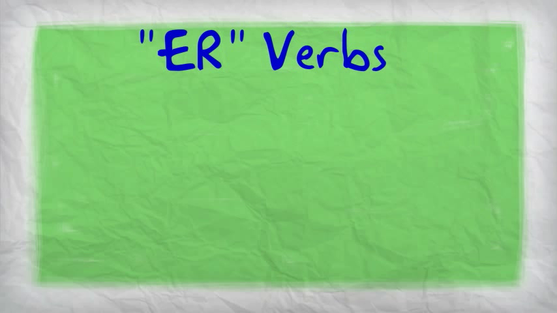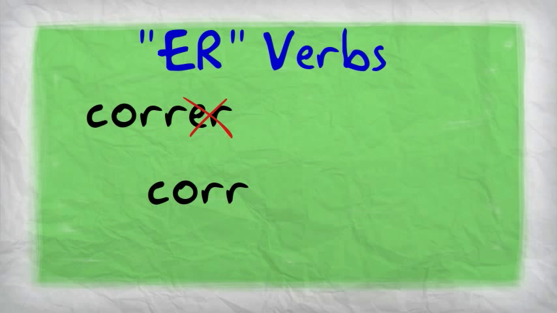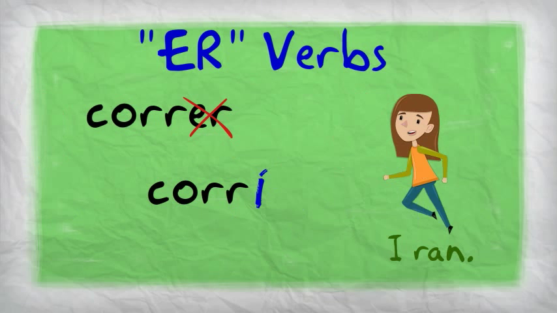The conjugation is different for ER verbs. Let's use correr, to run, as an example. Eliminate the last two letters and use the remaining stem. Since correr is an ER verb, we need to add an I with an accent to form corrí, I ran.